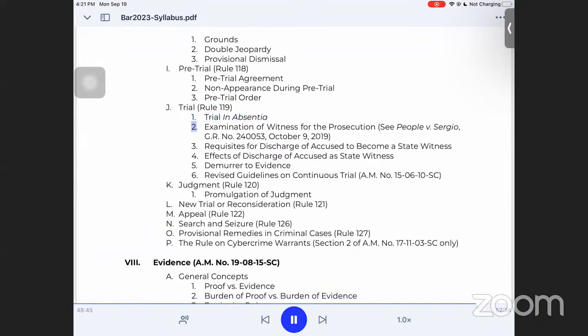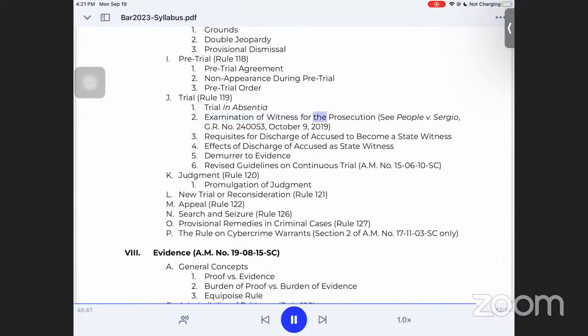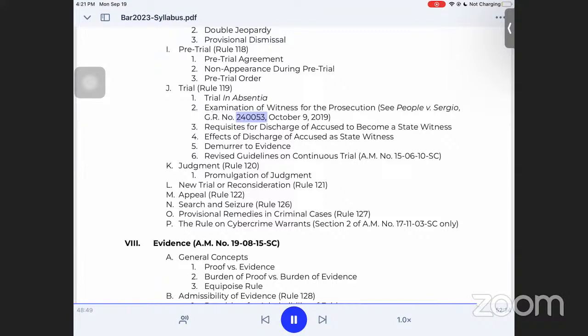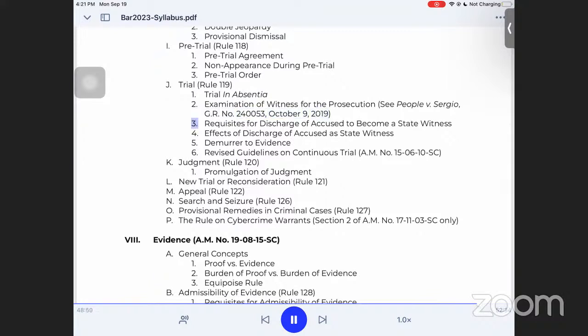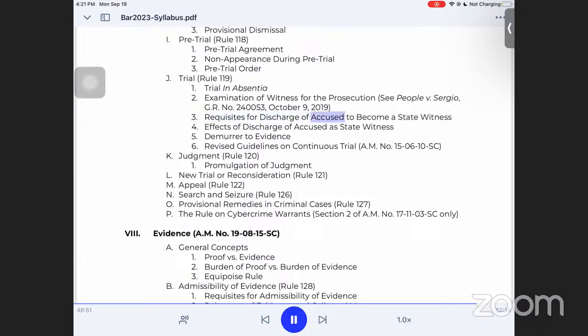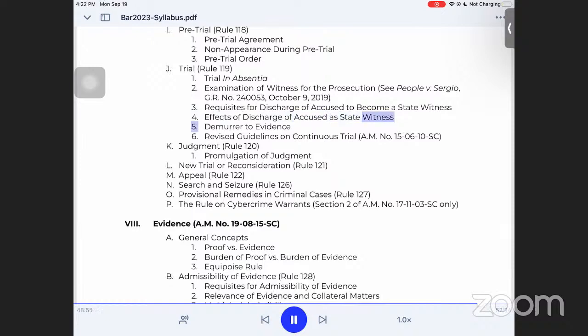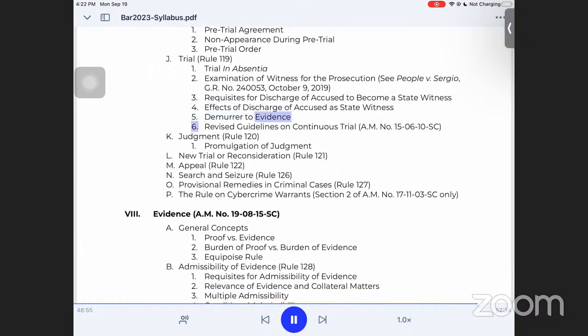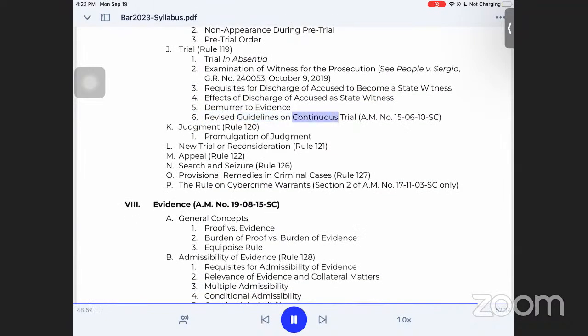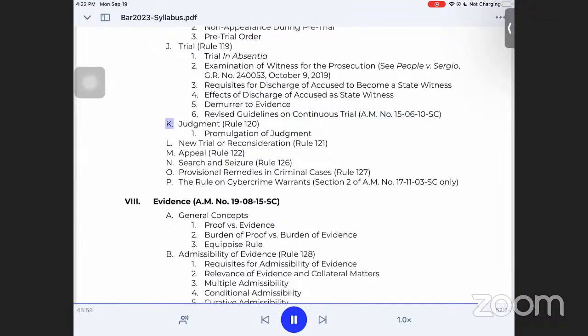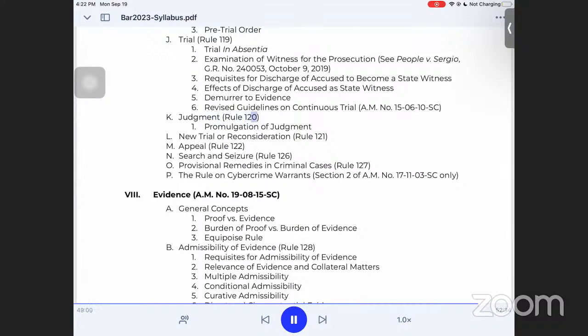1. Trial in absentia. 2. Examination of witness for the prosecution. See People v. Sergio, GR No. 240053, October 9, 2019. 3. Requisites for discharge of accused to become a state witness. 4. Effects of discharge of accused as state witness. 5. Demurrer to evidence. 6. Revised Guidelines on Continuous Trial, AM No. 15-06-10-SC. K. Judgment, Rule 120. 1.